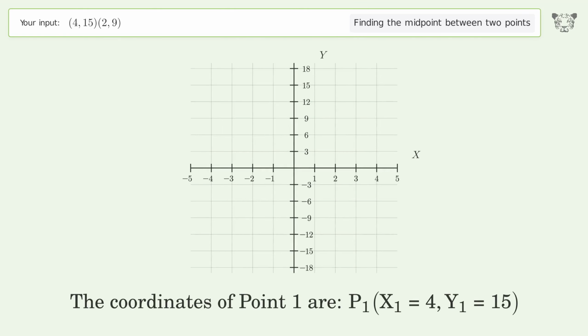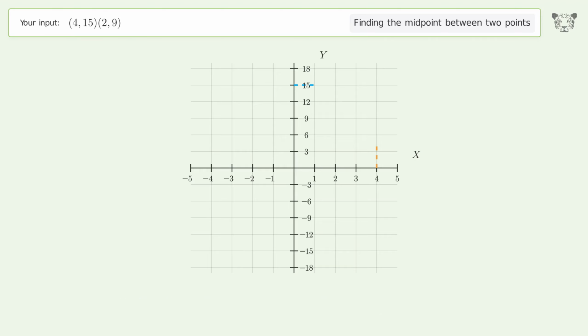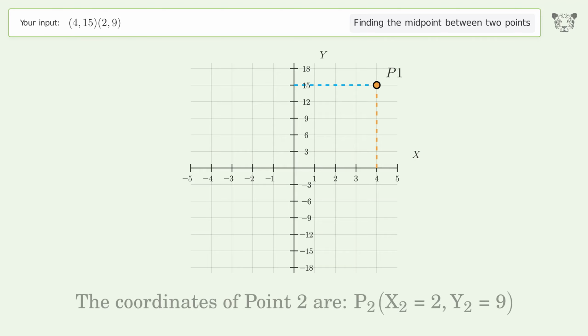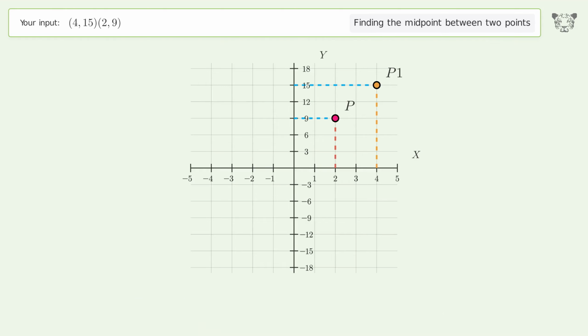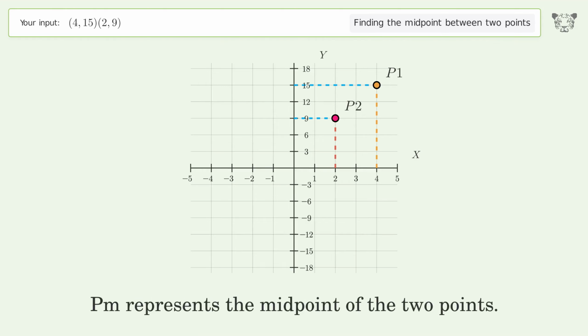The coordinates of point 1 are x1 equals 4, y1 equals 15. The coordinates of point 2 are x2 equals 2, y2 equals 9. PM represents the midpoint of the 2 points.